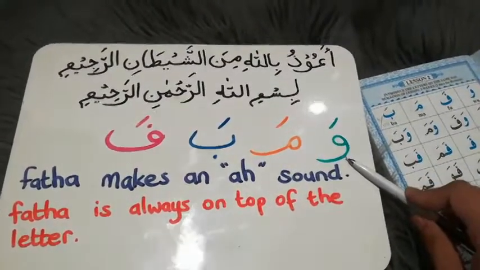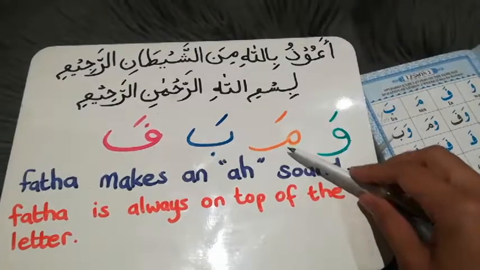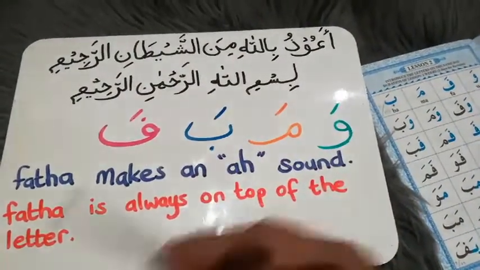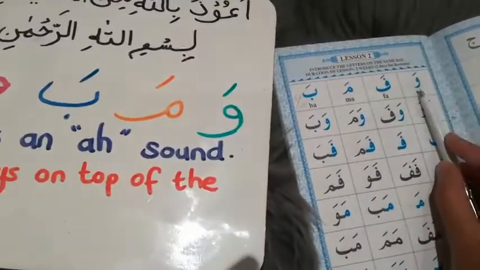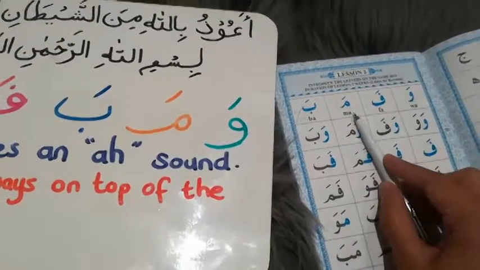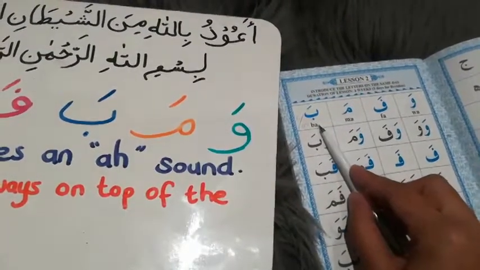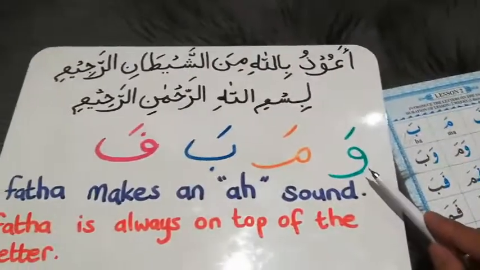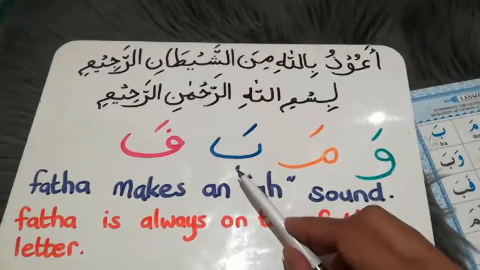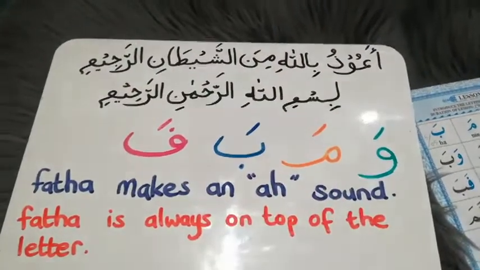Waw, meem, ba, fa. Can you see I mixed it up compared to what it is written there? Here it's w, f, m, and b. Here it is w, m, b, and f.